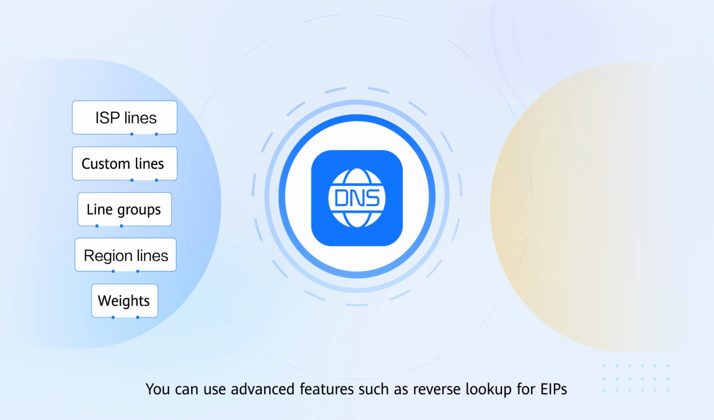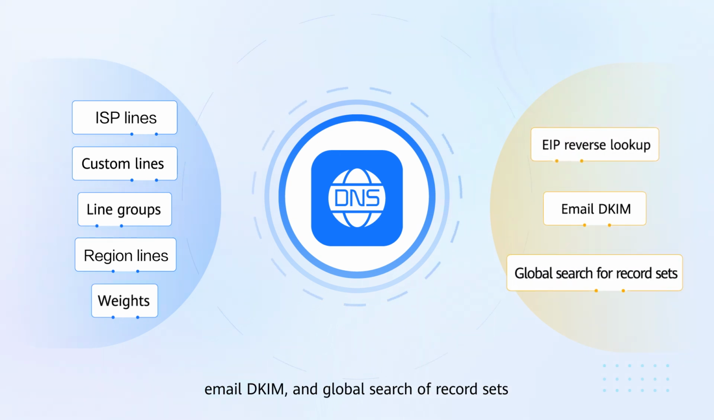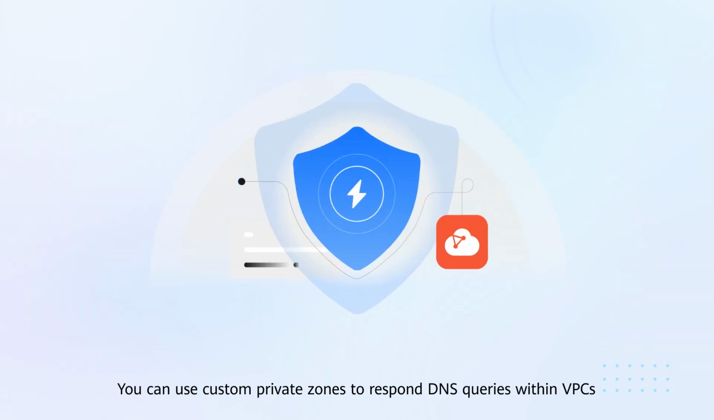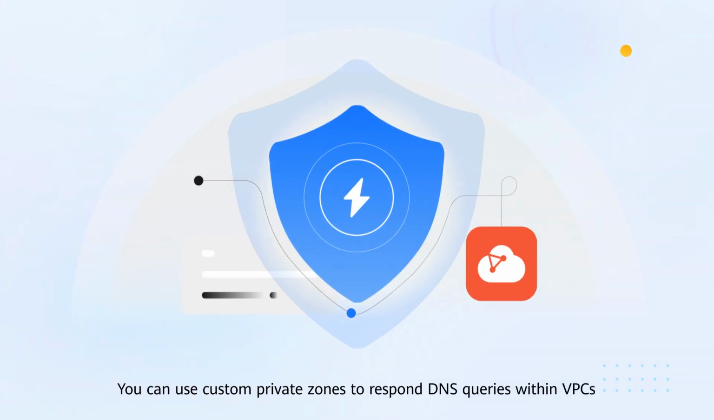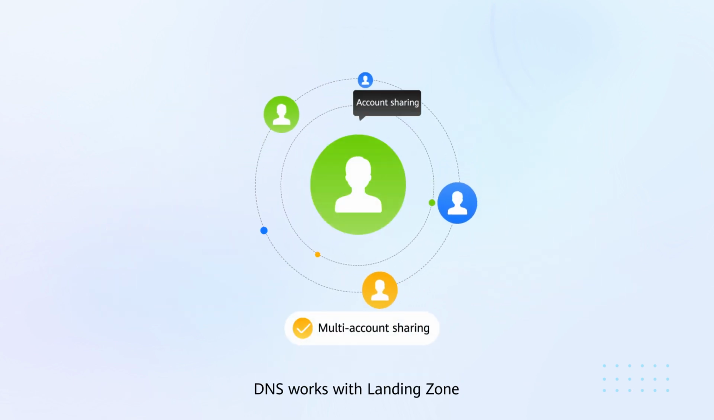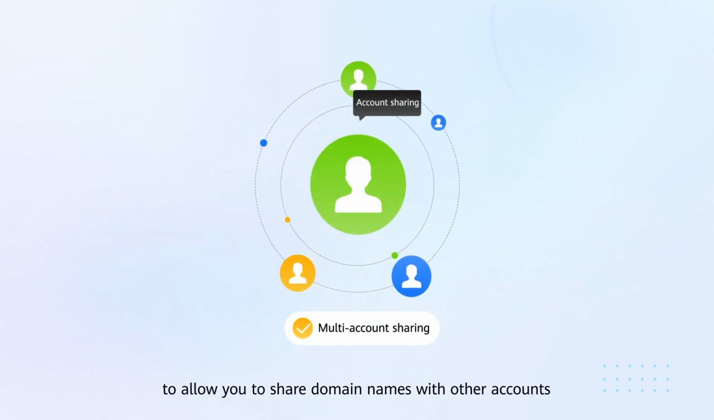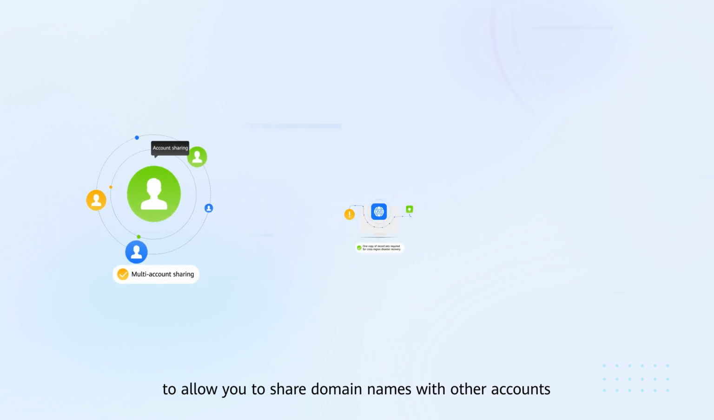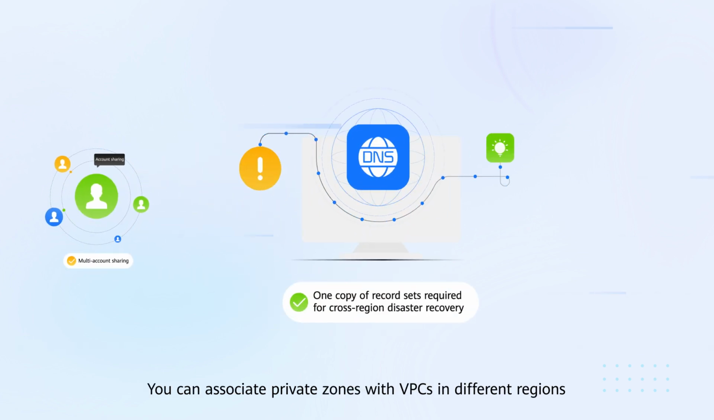You can use advanced features such as reverse lookup for EIPs, email DKIM, and global search of record sets. You can use custom private zones to respond to DNS queries within VPCs that are isolated from each other so your data will not be exposed to the internet. DNS works with landing zone to allow you to share domain names with other accounts. You can associate private zones with VPCs in different regions.